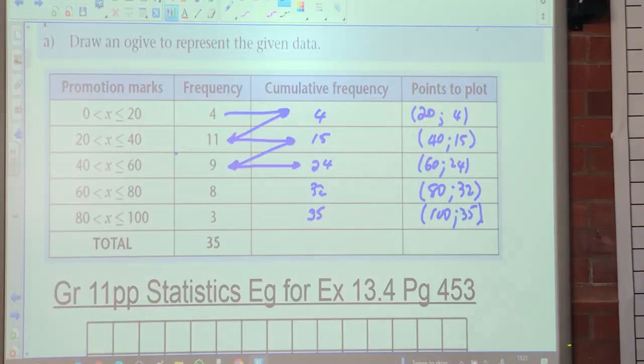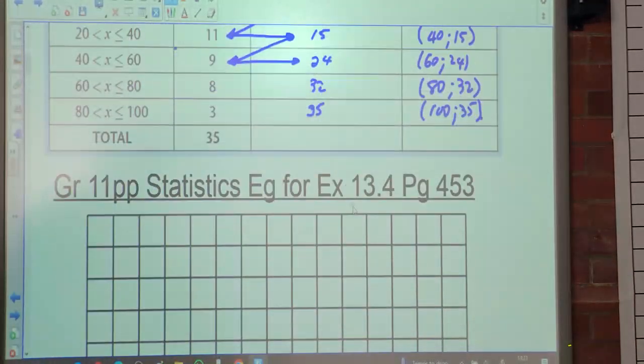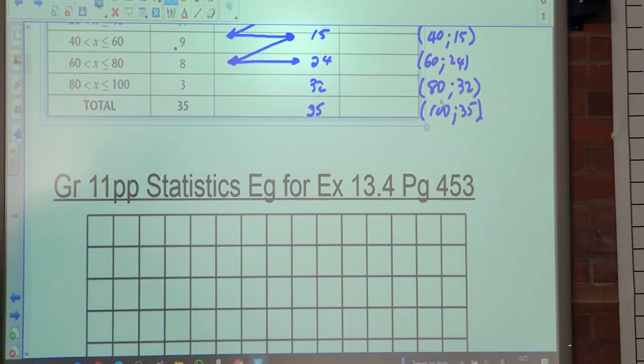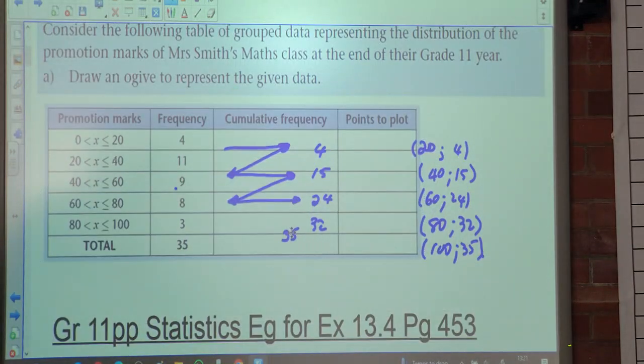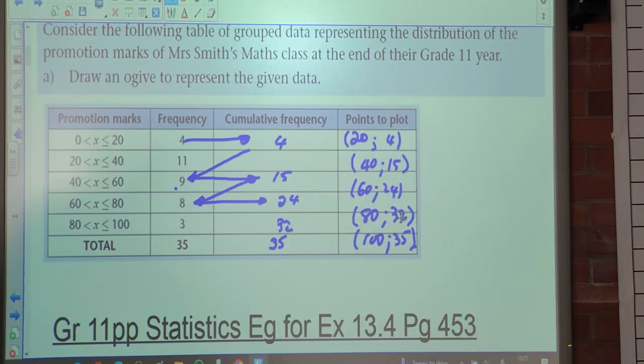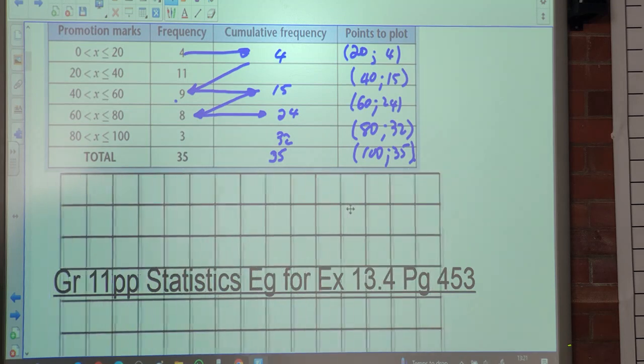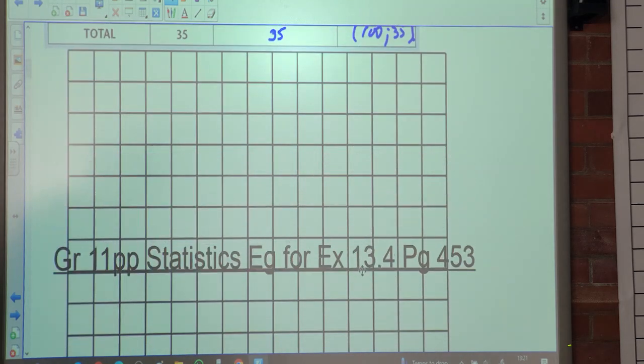You guys understand? Okay. Fairly simple, no? Now to draw this, I'll make it a bit smaller. We will have to just go between phases here.